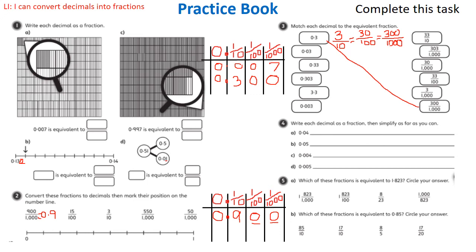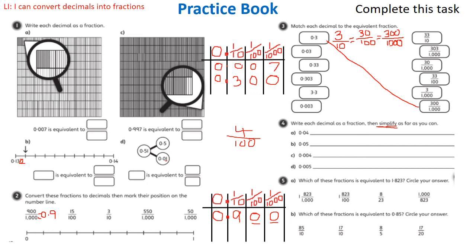Number 4, write each decimal as a fraction, simplifying as much as you can. That's the key word here, simplify. So if your fraction was 4 hundredths, I know that 4 and 100 are both in the 2 times table. So that must be able to be simplified. Maybe it can be simplified again after that. So you want to make sure you are simplifying each of those.